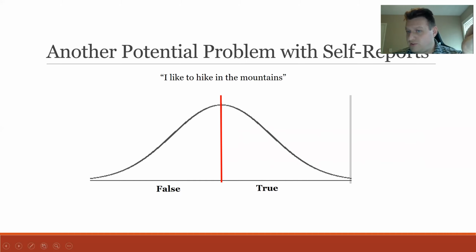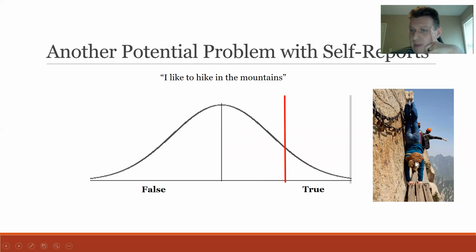Maybe you interpret the question a little bit differently than other test takers. Maybe when I ask you, do you like to hike in the mountains, you're thinking of really tall mountains, like the Rockies, like climbing Mount Everest. If this is what you're thinking a hike in the mountains looks like, maybe you set your category boundary to be more conservative. It's going to take you to be really far on this end of the spectrum for you to say, yes, I enjoy hiking up mountains.